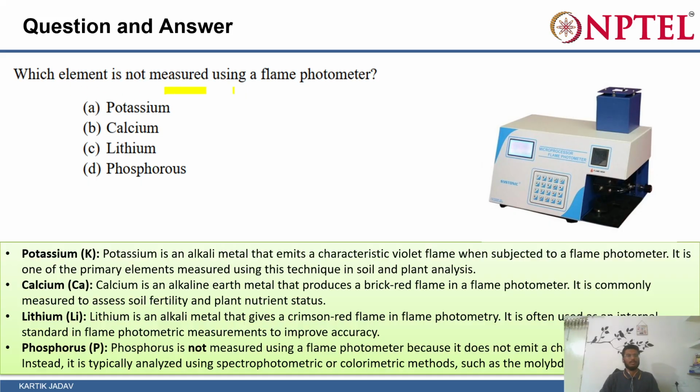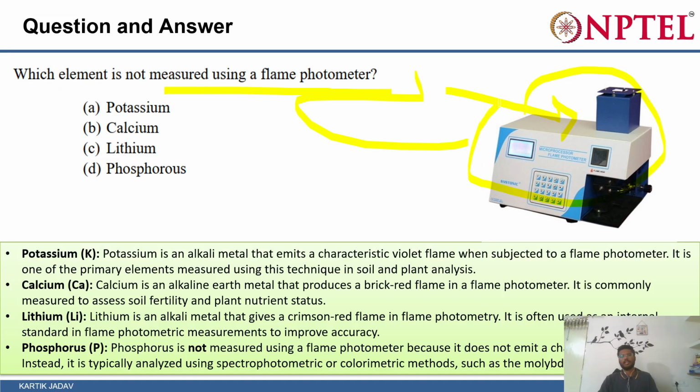Which element is not measured using a flame photometer? So this is a flame photometer, and its working principle we have already covered in our summary session. This is generally used to measure major cations like calcium, magnesium, sodium, that is Na, and potassium. The options are potassium, calcium, lithium, and phosphorus. So phosphorus we cannot measure using a flame photometer. Correct answer is option D.